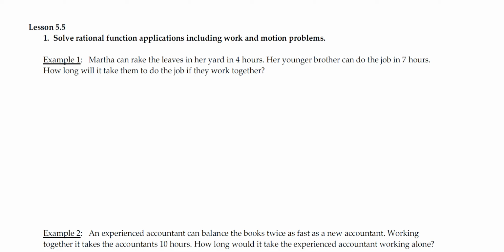Example 1. Martha can rake the leaves in her yard in 4 hours. Her younger brother can do the job in 7 hours. How long will it take them to do the job if they work together?